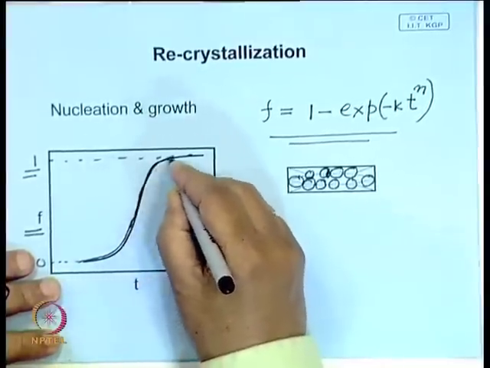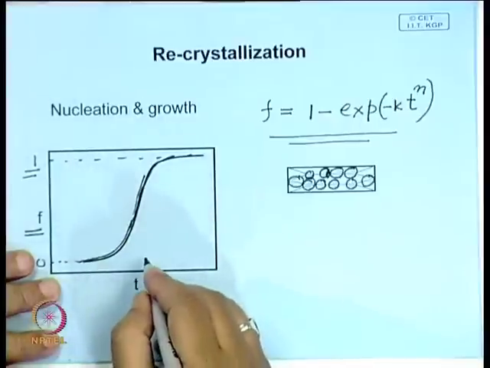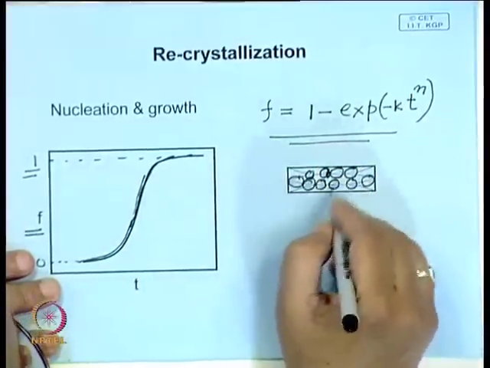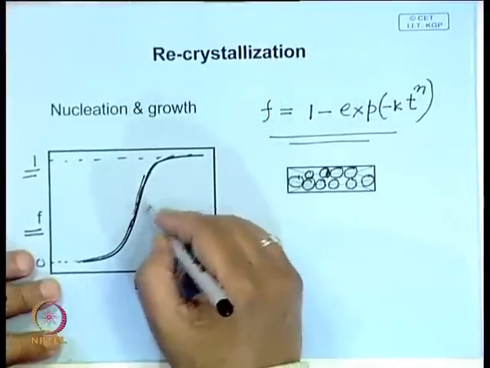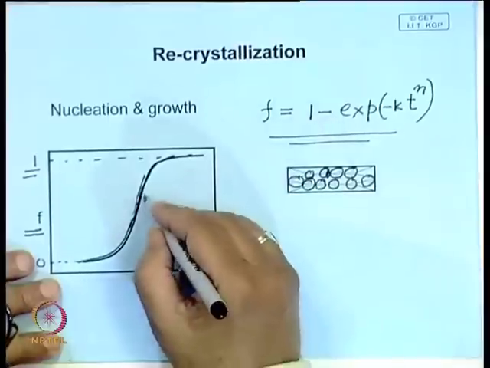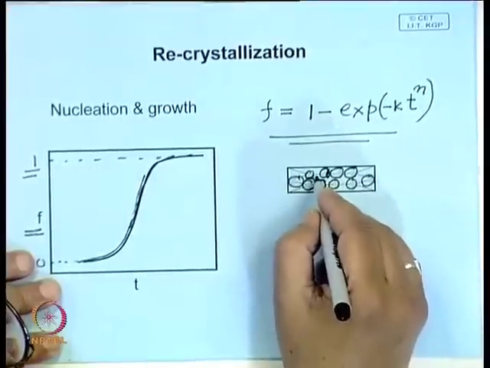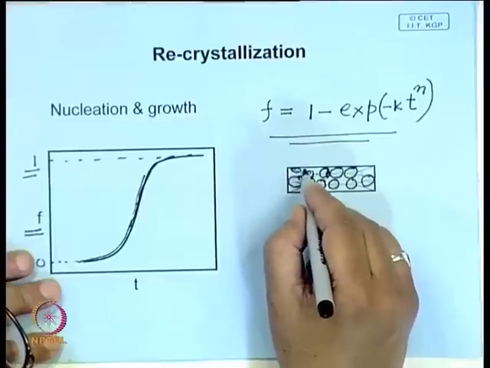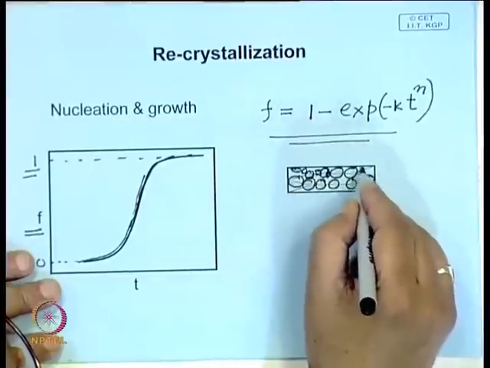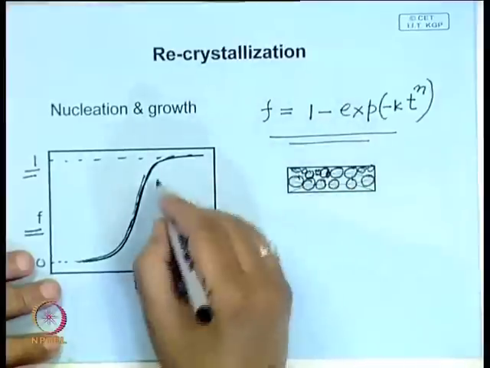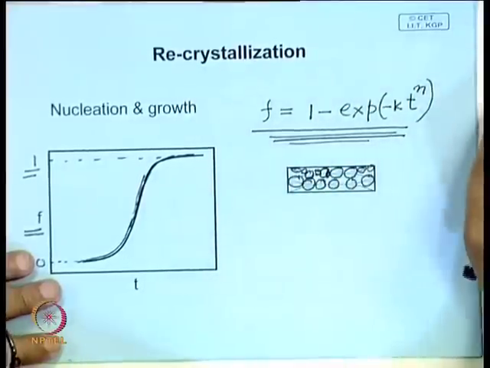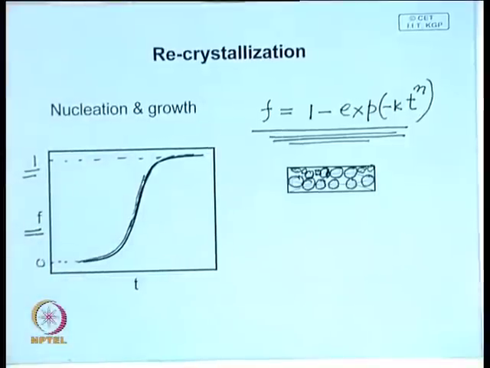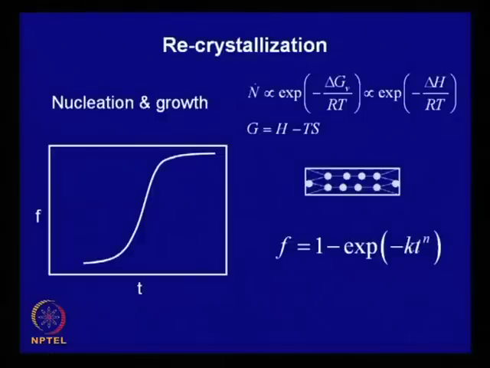Somewhere in between you have the maximum rate of transformation, where nucleation and growth are both favorable, they add up and you have the maximum. Later on the growth becomes slower again, and nucleation also becomes more difficult, because most of the sites where nucleation could take place, the grains have already nucleated. Therefore, the rate decreases again. Most of these types of solid state transformations follow this kind of kinetics, and we will be referring to this type of equation again and again.